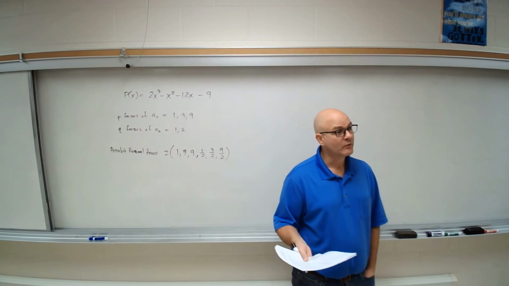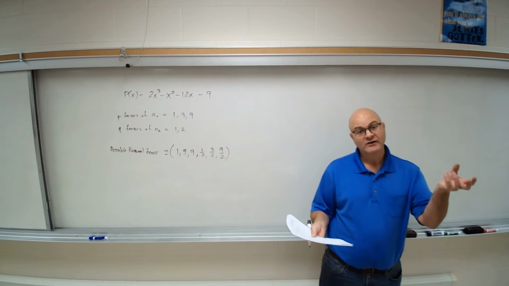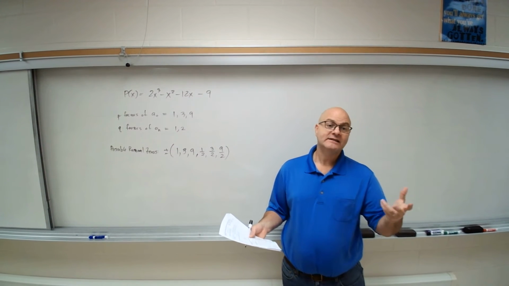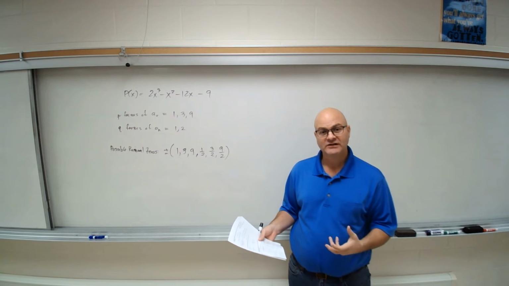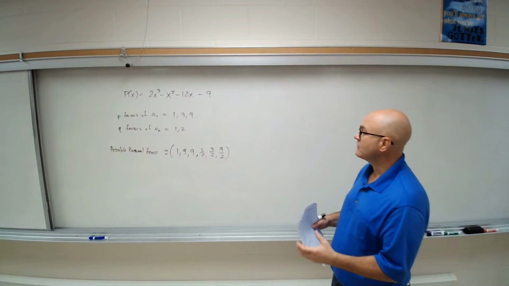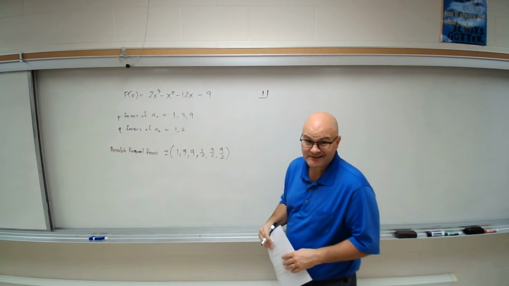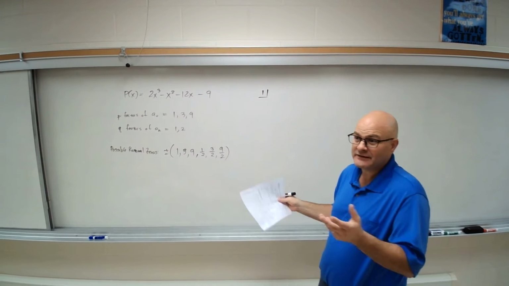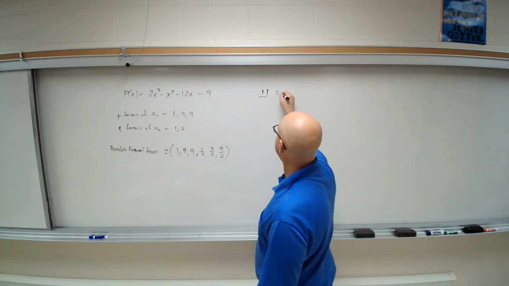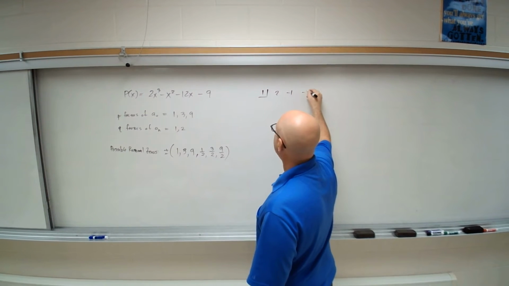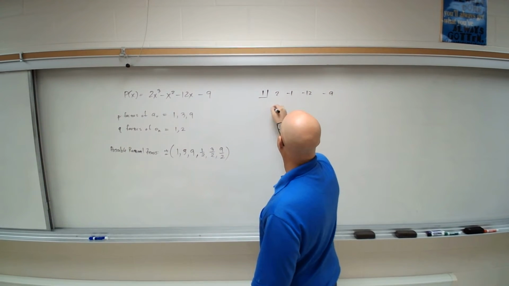Okay, what we're looking for here is when the remainder is 0, then we know that it's a zero of the function, and we know there's an associated factor. So to start with, I usually start with the positives just because it's easier to add stuff together. So we'll get 2, -1, -12, -9.